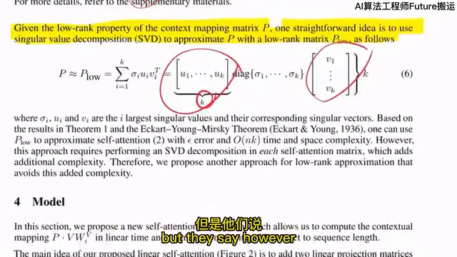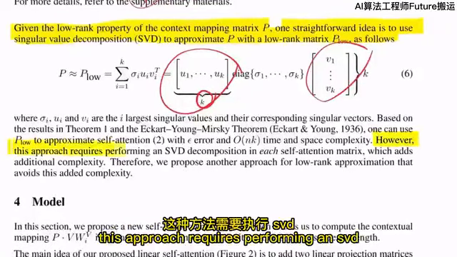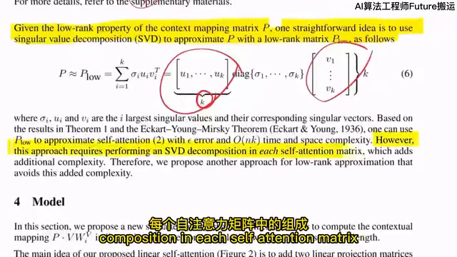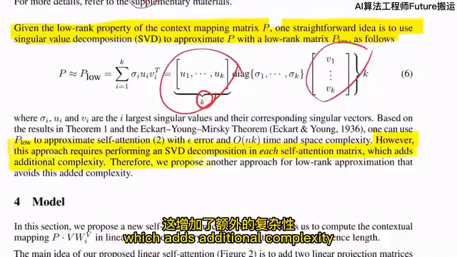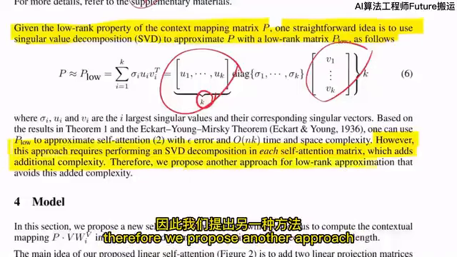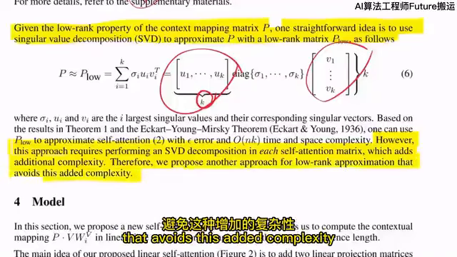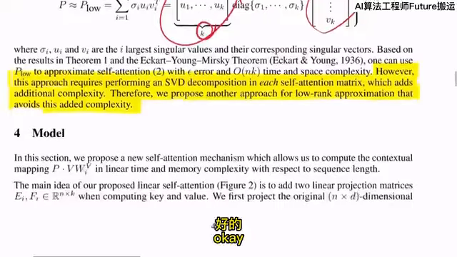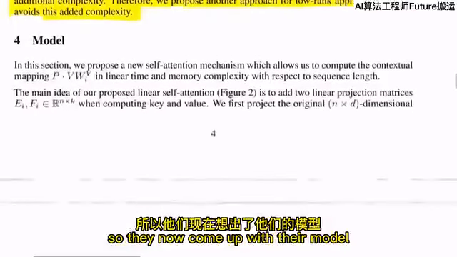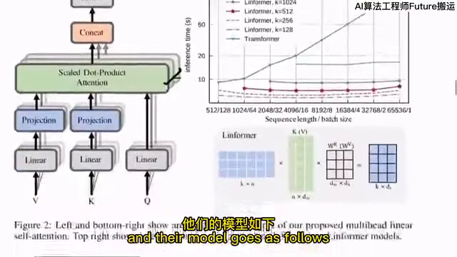But they say, however, this approach requires performing an SVD decomposition in each self-attention matrix, which adds additional complexity. Therefore, we propose another approach for a low-rank approximation that avoids this added complexity. Okay? So they now come up with their model. And their model goes as follows.